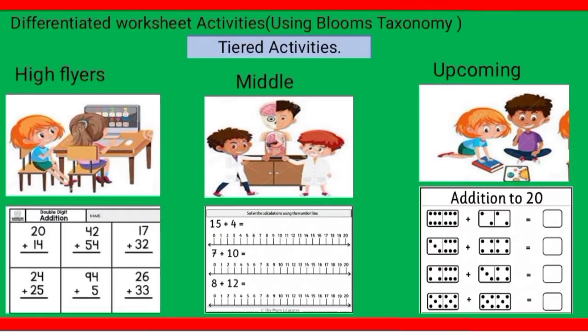Then after that, I move into my product. How do I assess if learning has taken place? I am going to use my differentiated worksheet. So you can see what my upcoming are going to do. They're going to count, but they're going to do that using objects, using counters. And my middle achievers, then we also add using skip counting for me. And my high flyers would add 2-digit numbers.